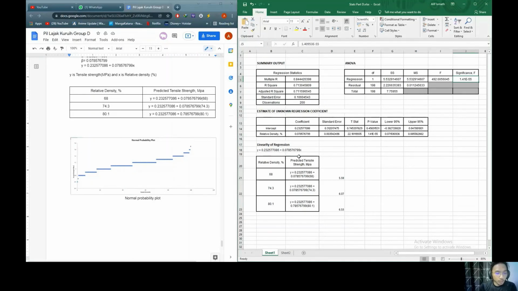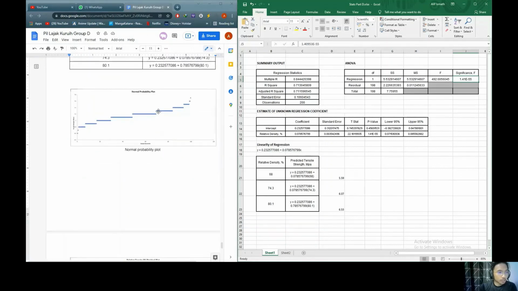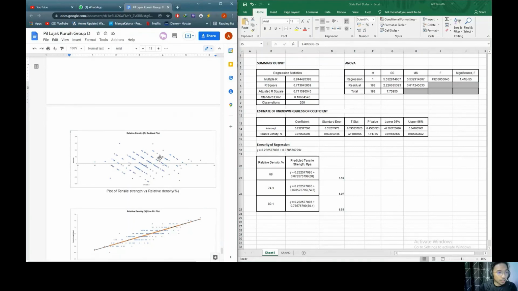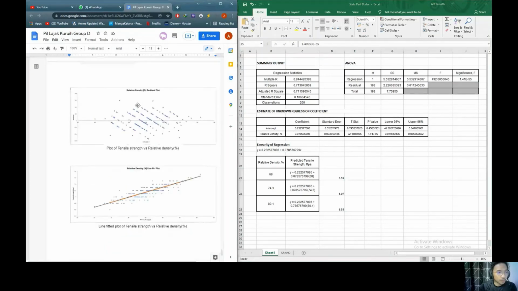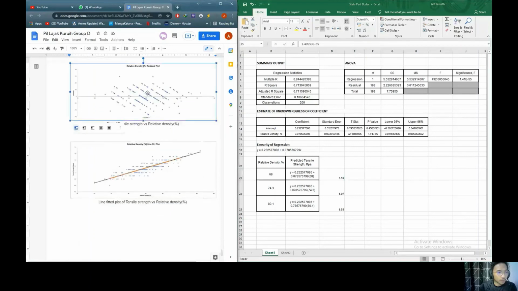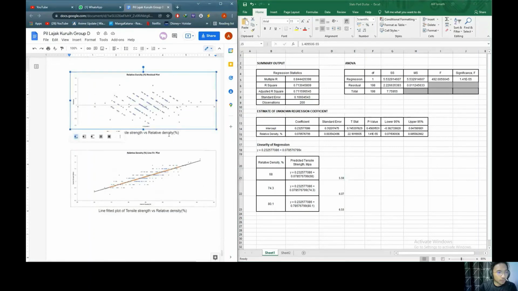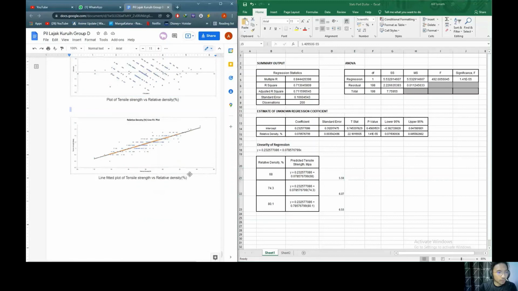And next, we will see the normal probability plot. This is the normal probability plot. And then the next one is the residual plot. And the last one is of tensile strength versus relative density. And that's all from me. Thank you.